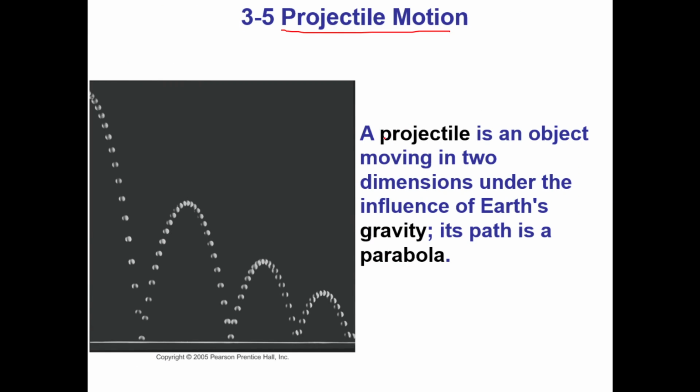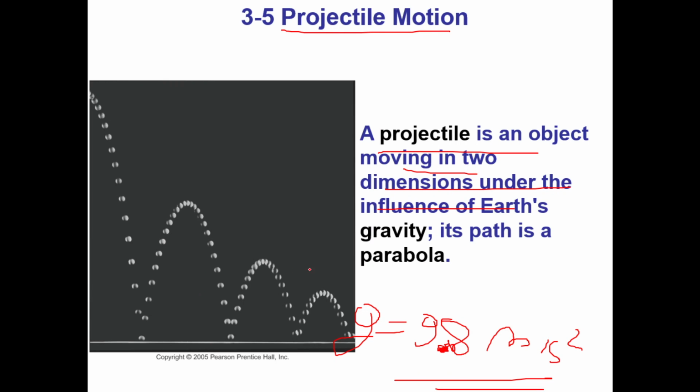Here's the coolest part: projectile motion. A projectile is an object moving in two dimensions under the influence of Earth's gravity. Its path is a parabola. As we know, g is equal to 9.8 meters per second squared. And of course, we can see the parabola here. This is a negative x squared, and this can be added to negative x squared too. This is the ball bouncing here.